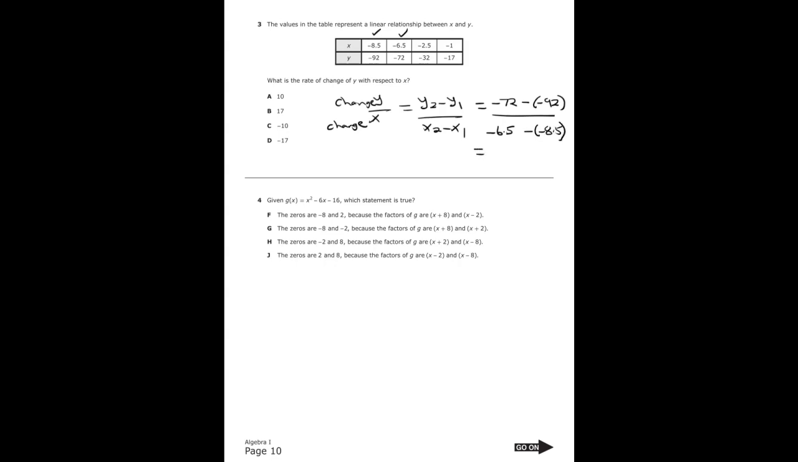So this is going to give me negative 72, and this is going to become a plus right here. So you subtract the numbers and you keep the sign of the bigger number. So this is going to be 20 divided by, this is also going to be negative 6.5 plus 8.5. This is going to be 2. So this is going to give us 10 as the answer.